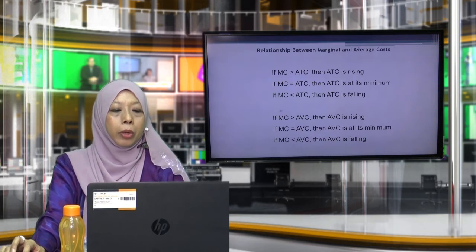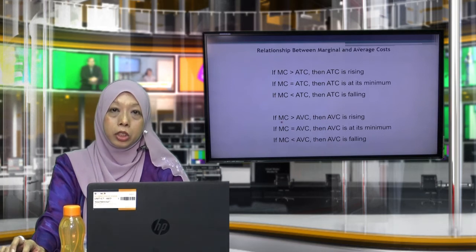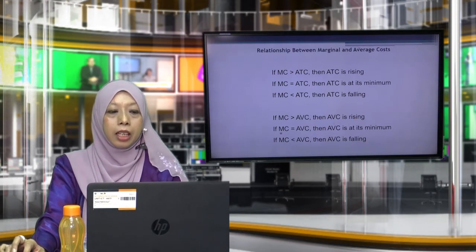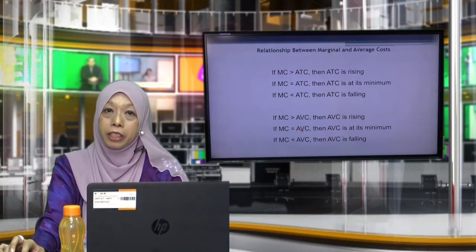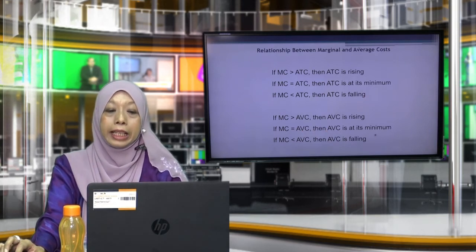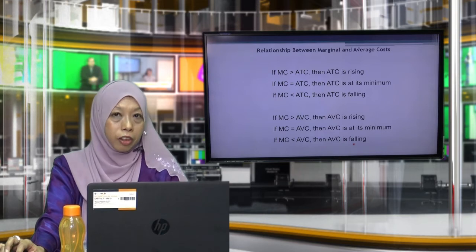Now when you draw marginal cost and average variable cost curves together, make sure that when marginal cost is greater than average variable cost, average variable cost should be rising. When marginal cost and average variable cost are equal, then average variable cost should be at its minimum point. And when marginal cost is less than average variable cost, then average variable cost is falling.